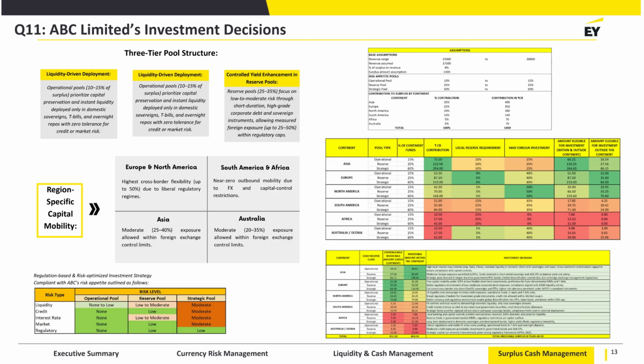The region-specific capital mobility is monitored as well, specifically according to continents: Europe, North America, South America, Africa, Asia, and Australia. Our overall risk level is outlined in the matrix given below. It talks about liquidity, credit, interest rate, market, and regulatory risk that each classification of cash pool will be willing to accept during the course of investments.